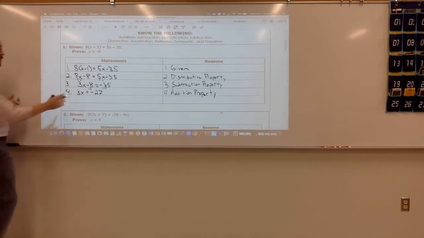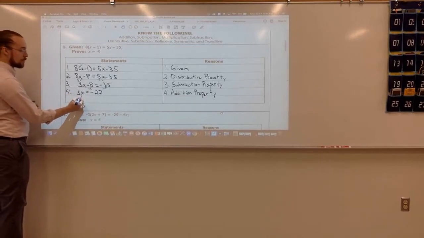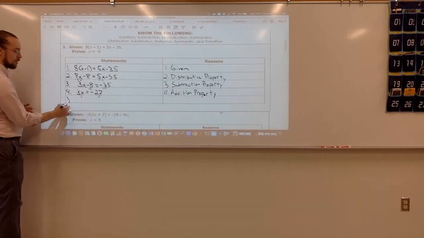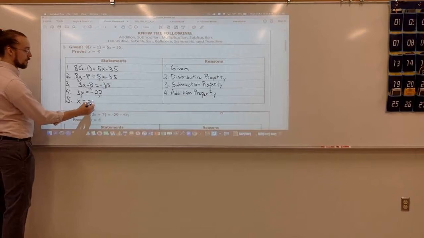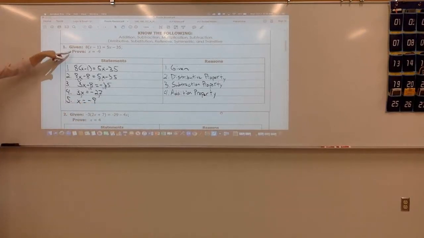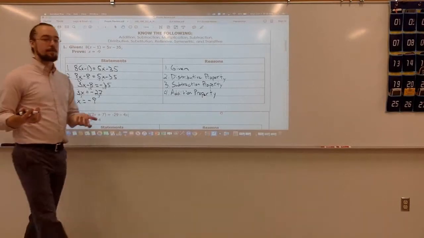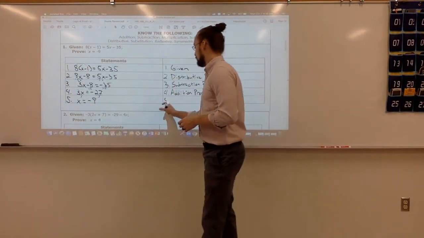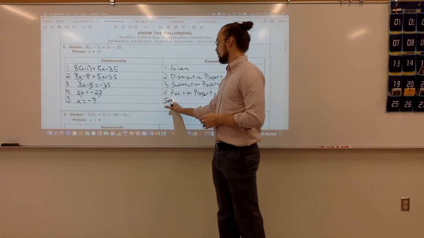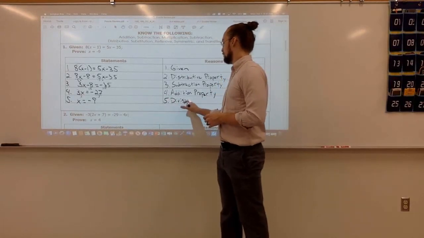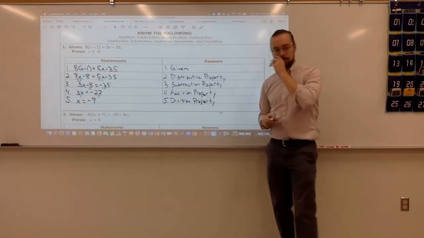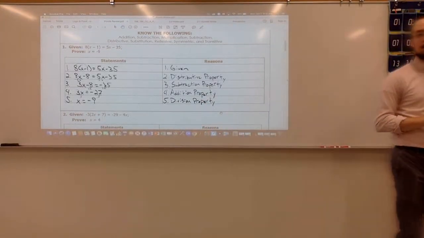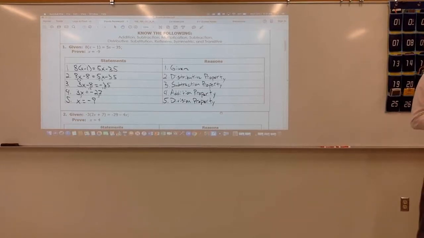And then finally, to solve for x, I'm going to divide both sides by 3. And we end up with x equals -27 divided by 3 is -9. And they tell us what the answer should be, so I better get x equals -9 at the end. My reason for that would just be division. Questions on this first one?